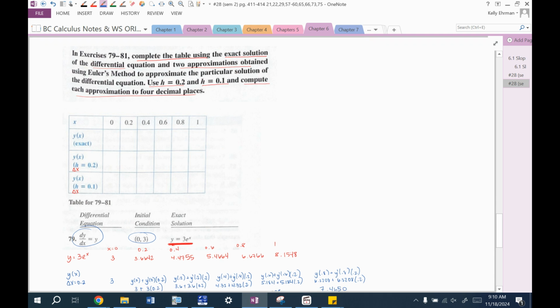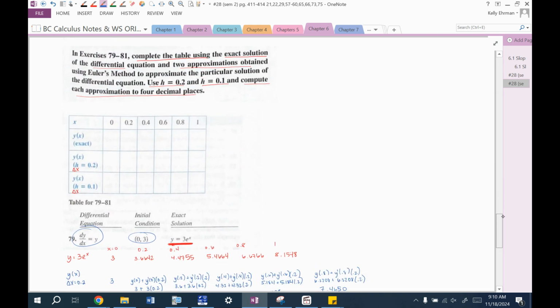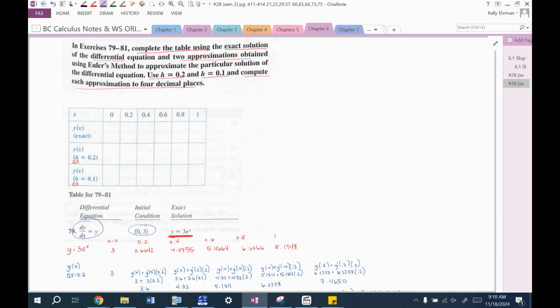So we're kind of doing the same thing, just not as many steps. I did not erase my work here because, again, I'm just going to talk through it. Complete the table using the exact solution of the differential equation and 2 approximations obtained using Euler's method to approximate the particular solution of the differential equation. Use delta x or h equals 0.2 and 0.1 to compute each approximation to 4 decimal places.